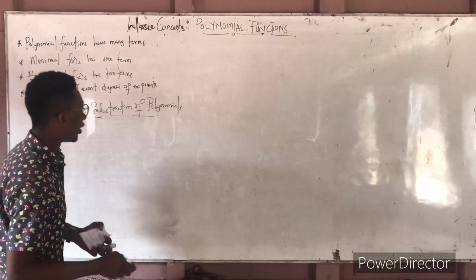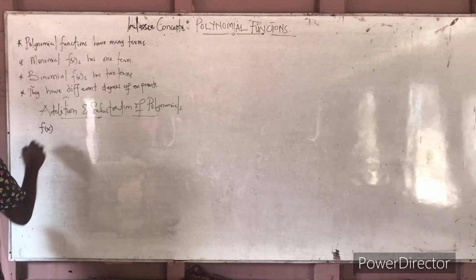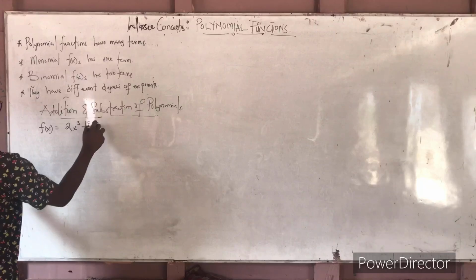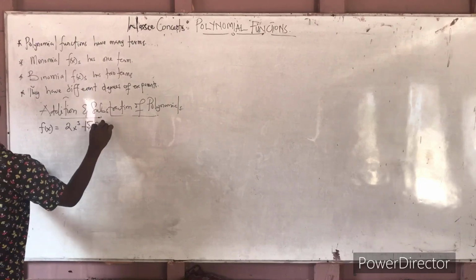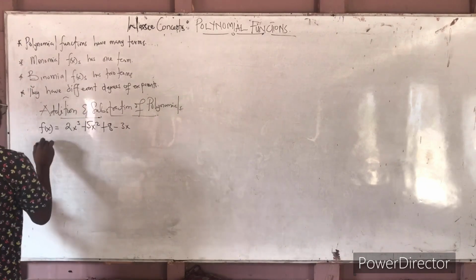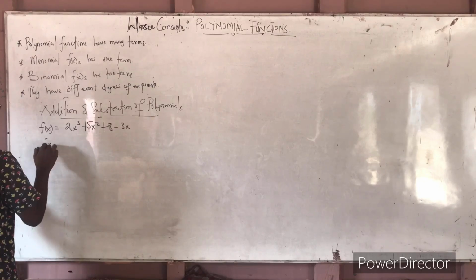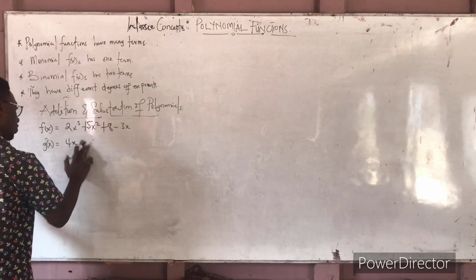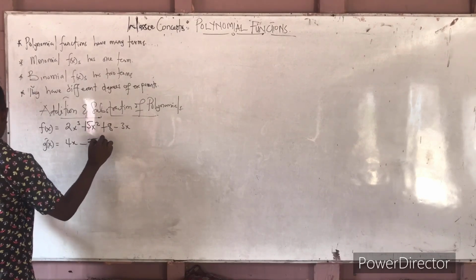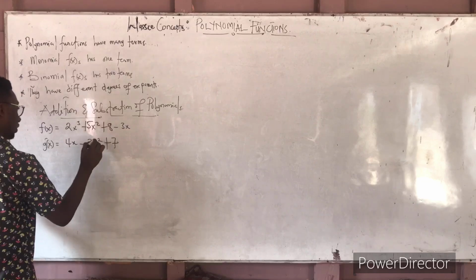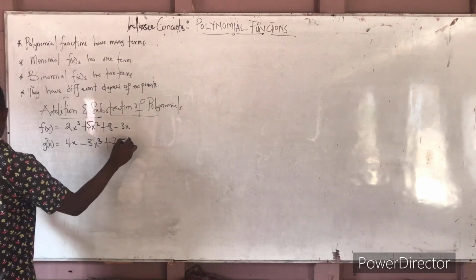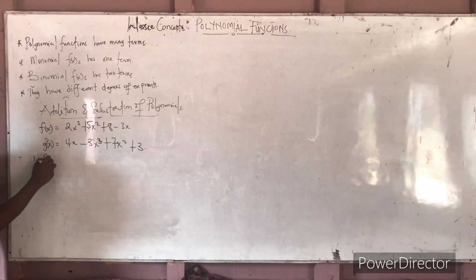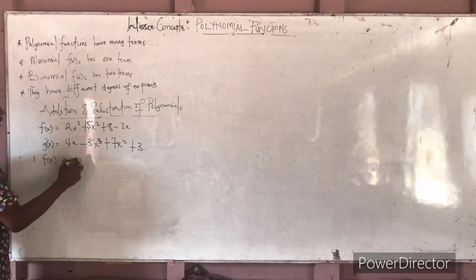Now, if you have two functions, say f of x is equal to 2x plus 5x squared plus 8 minus 3x, and g of x is equal to 4x minus 3x squared plus 3x cubed plus 7x squared plus 3. And you are asked to find f of x plus g of x.